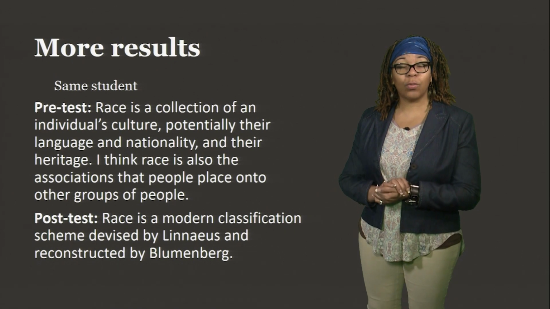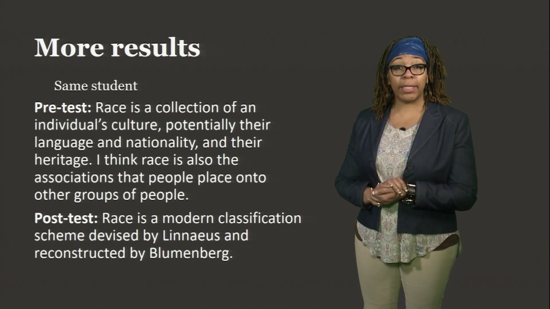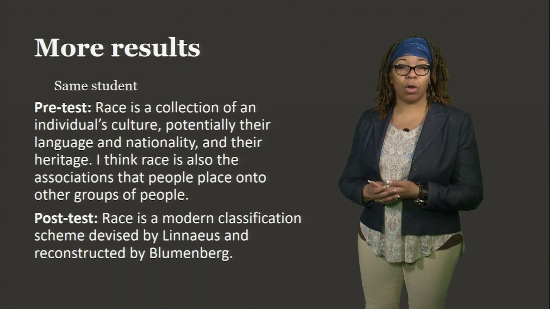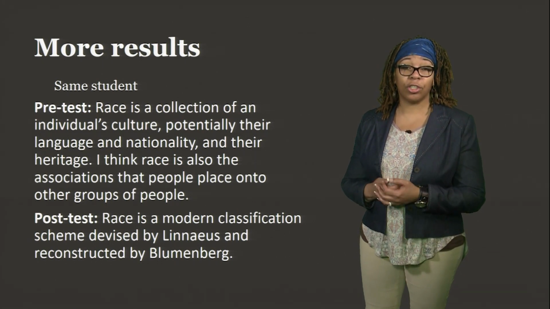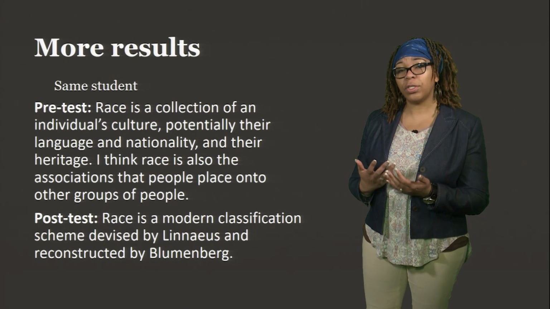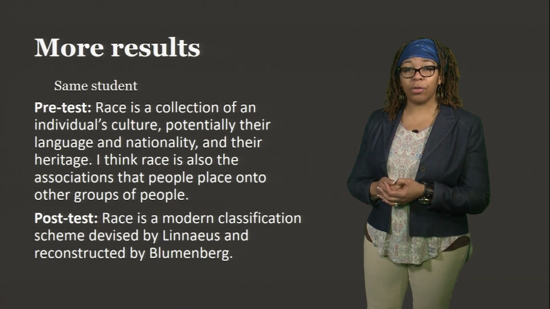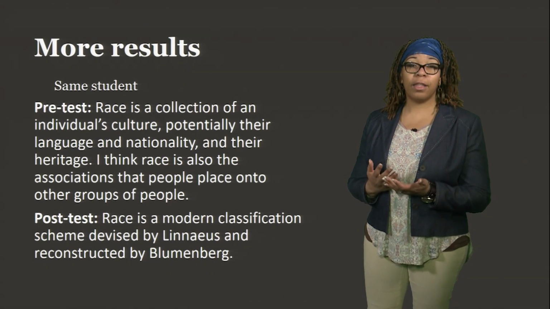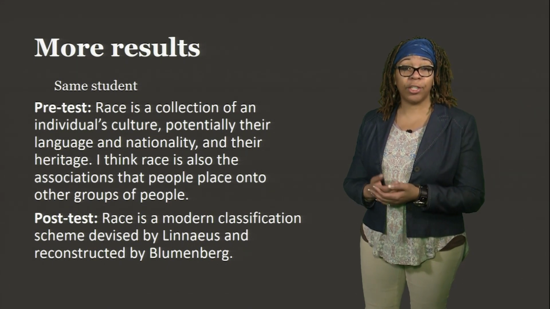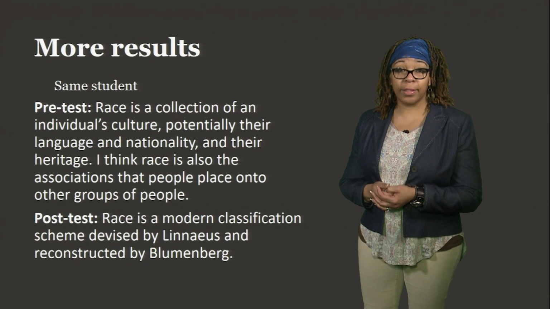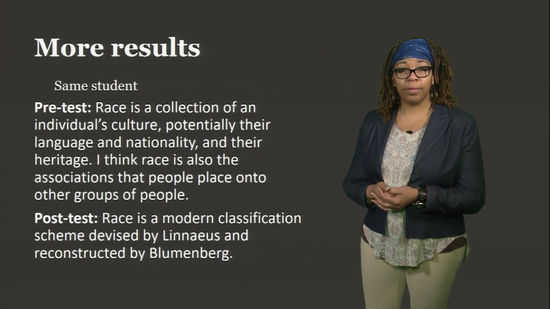In the pre-test, one student said, "Race is a collection of an individual's culture, potentially their language and nationality and their heritage. I think race is also the associations that people place onto other groups of people." In the post-test, the student said, "Race is a modern classification scheme devised by Linnaeus and reconstructed by Blumenbach."